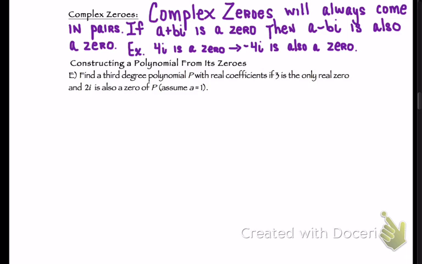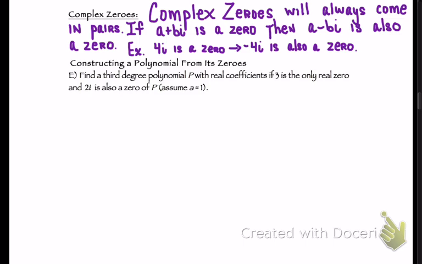Big one to write down. If 2 plus 3i is a 0, then 2 minus 3i is also a 0. So understand that they will 100% always come in pairs. Kind of get what I'm stressing to you. Always come in pairs. Remember that. So letter E, constructing a polynomial from its zeros.